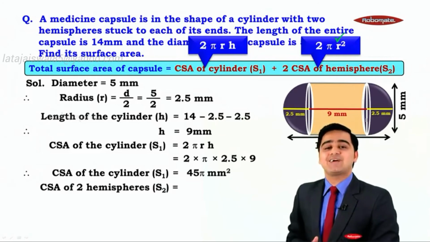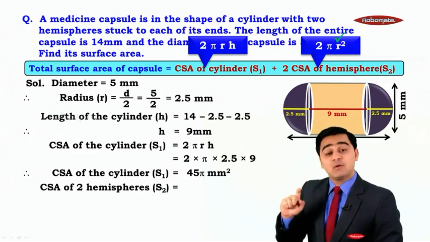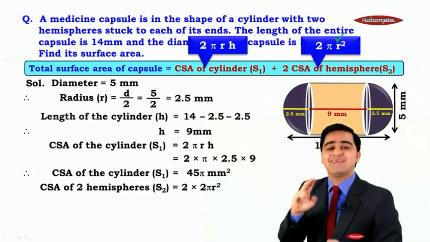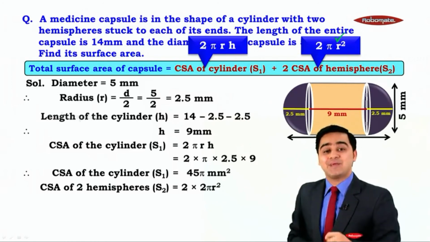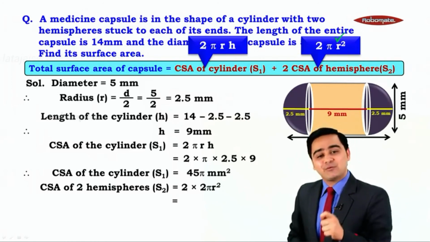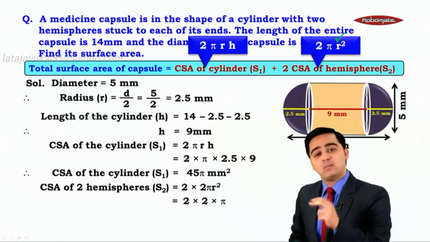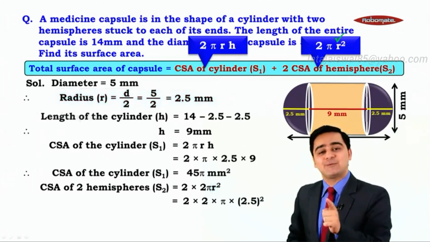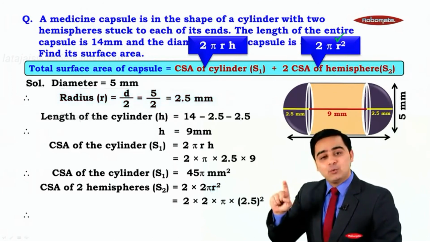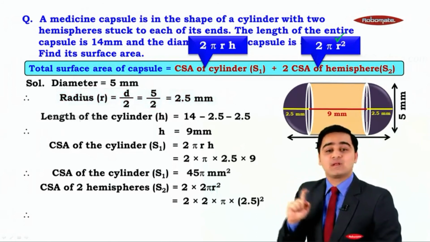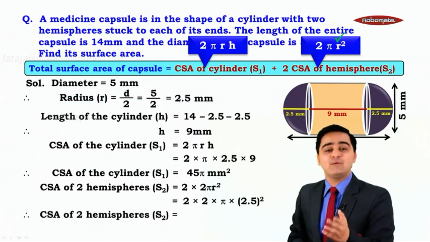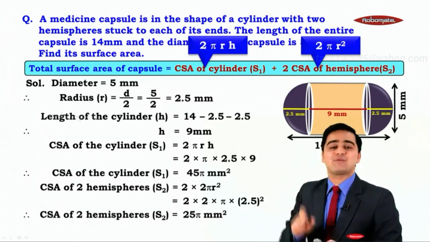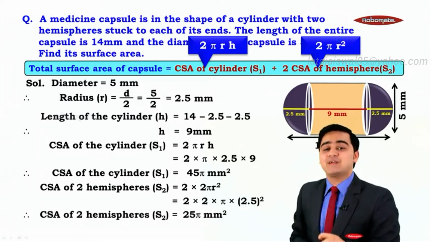Next, let us calculate curved surface area of two hemispheres. We know that curved surface area of one hemisphere is 2 pi r square. So the curved surface area of two hemispheres is equal to 2 into 2 pi r square. Now let us substitute the values. In place of 2, we'll write 2. In place of 2, again we'll write 2. Pi will be pi. R, we know, yes, it is 2.5. So we'll write 2.5 the whole square. Observe, 2 into 2 is 4, 2.5 the whole square is 6.25, and 6.25 into 4, yes, it is equal to 25 pi. So we have curved surface area of two hemispheres equal to 25 pi millimeter square.